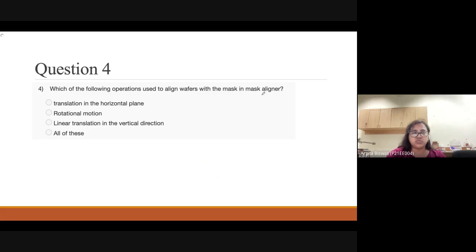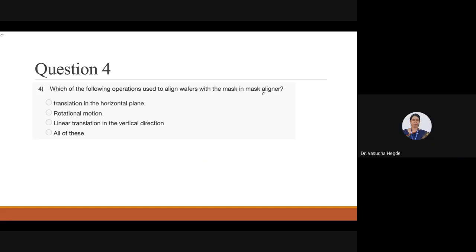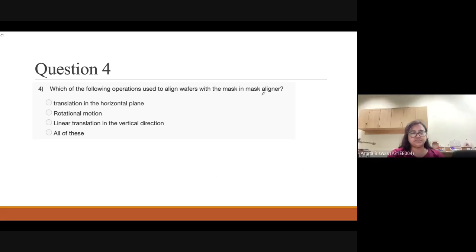So next we are moving toward question number 4. Which of the following operations is used to align the wafer with the mask in a mask aligner? The first option is translation in the horizontal plane. Second is rotational motion. Third is linear translation in the vertical direction. And fourth one is all of the above. So what is the right option? I think alignment requires all three, all of these. Okay, so the right option is all of these.